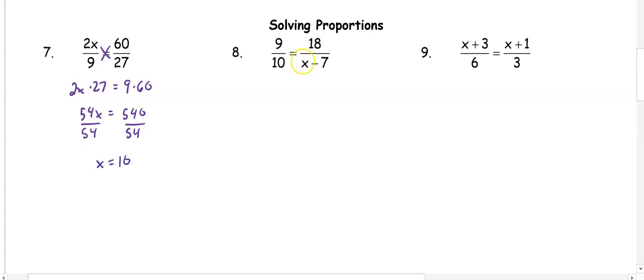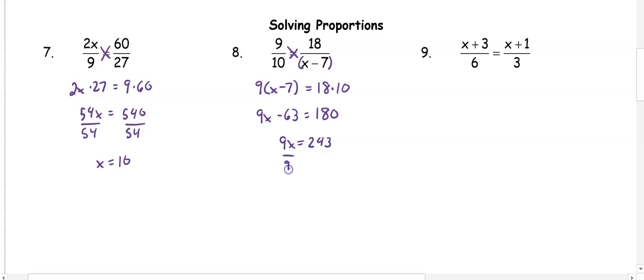In number 8, because there's this x minus 7, we need to put parentheses around it. So when we cross multiply, we have 9 times x minus 7 equals 18 times 10. So 9x minus 63 is equal to 180. We can add 63 on both sides, so 9x is equal to 243. When we divide by 9, we get x is 27.